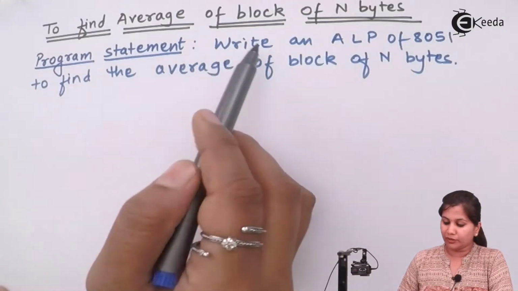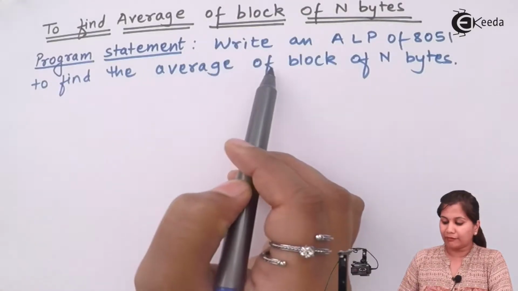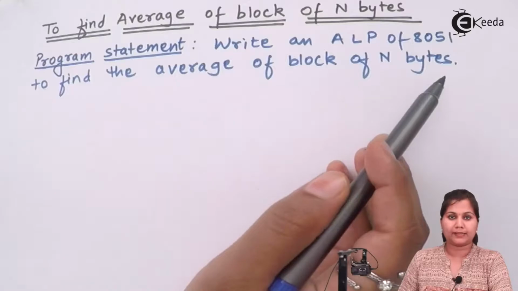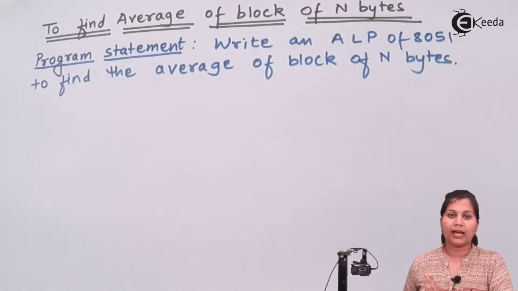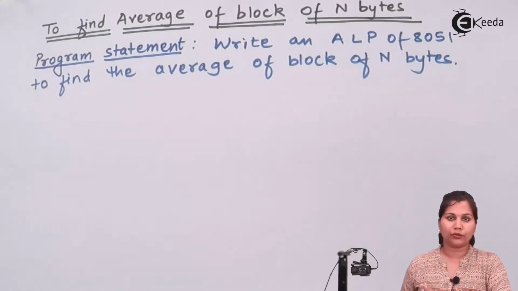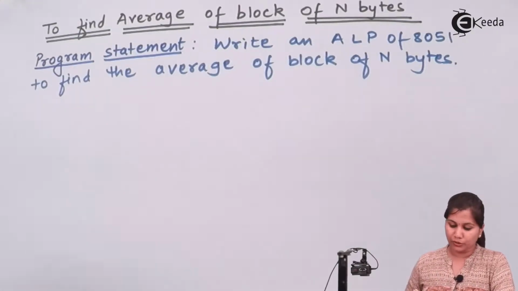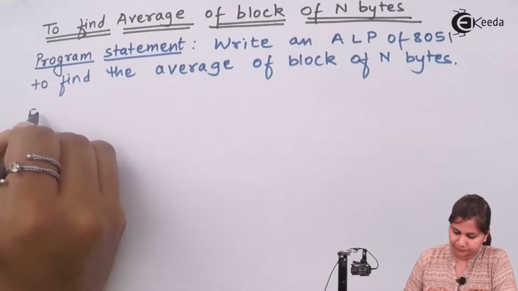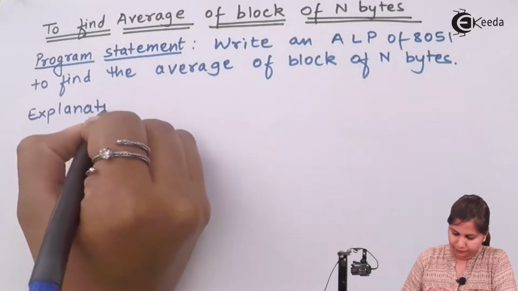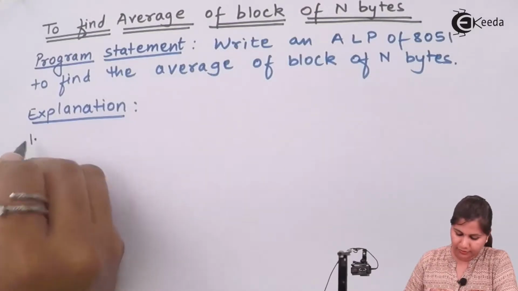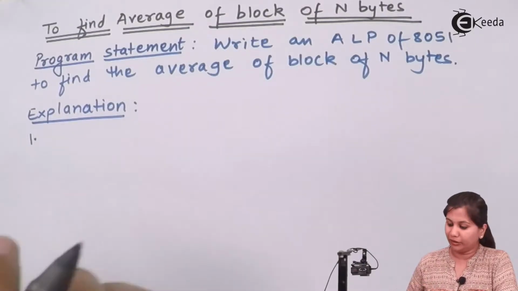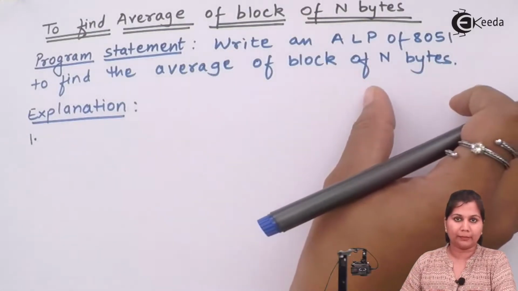Then we will write the program to find the average of a block of n bytes, meaning we are given a block of n numbers, and we have to find the average of those n numbers. So let's start with it. First of all, let us see what things are already given to us. First, it is given that we have a block of n bytes.